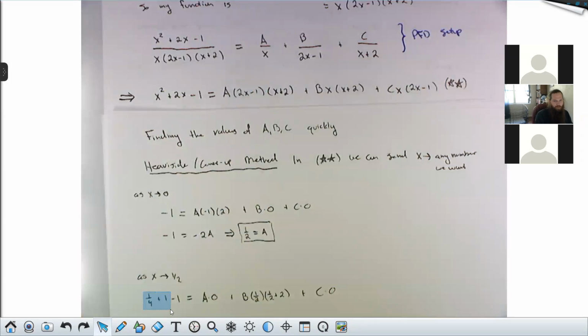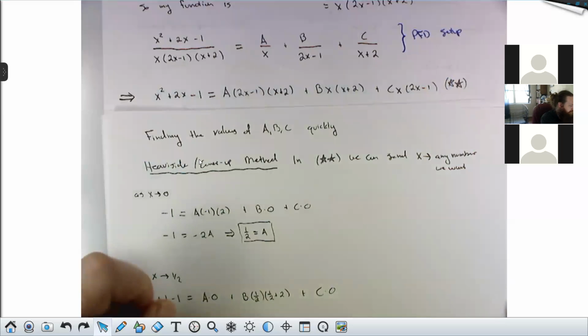I asked where you got the 1/4 from. Yeah, I'm plugging into the left-hand side here. So 1/2 squared plus 2 times 1/2 minus 1. This is the 1/2 squared. This is 2 times 1/2, and this is the minus 1. So I'm plugging 1/2 in right here. So each one of these maneuvers I'm doing under the Heaviside method, I'm taking this equation and I'm plugging in some particular x value.